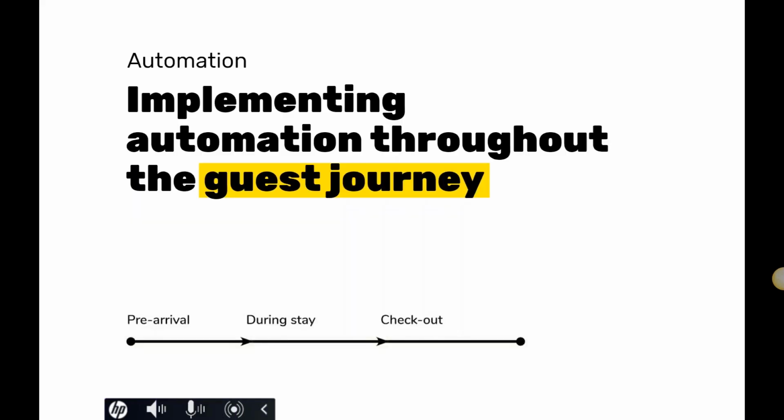So we see all this time spent on repetitive tasks, communication, and services not being offered. These issues can be optimized with automation throughout the guest journey. Let's pinpoint these opportunities to the guest journey timeline.